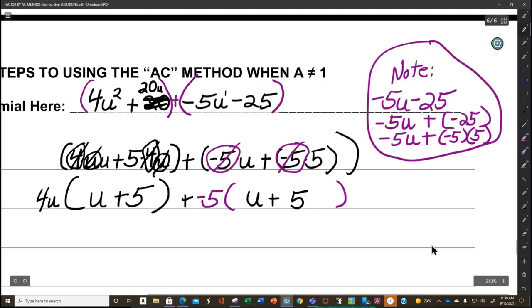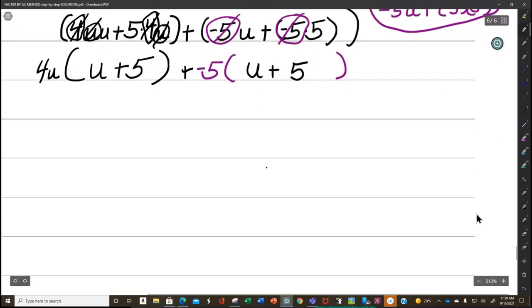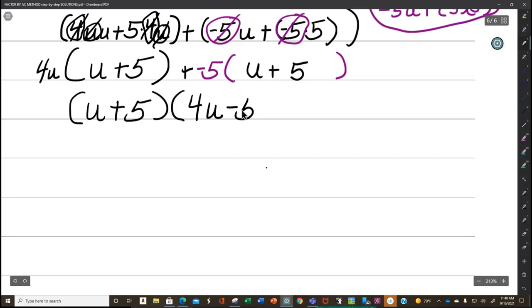All right, now. U plus 5 is our GCF for the entire expression. So I'll write this as U plus 5 times 4U minus 5.